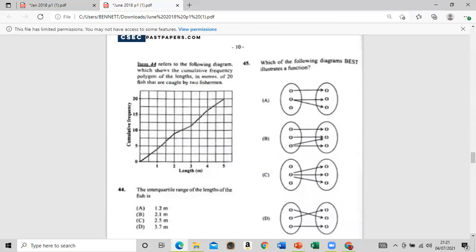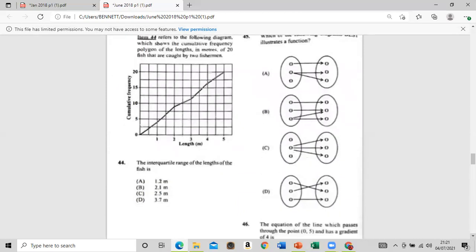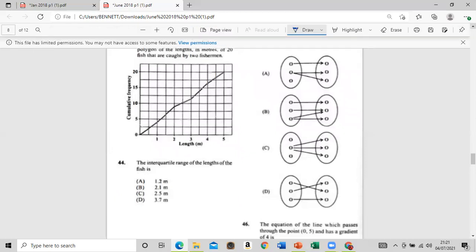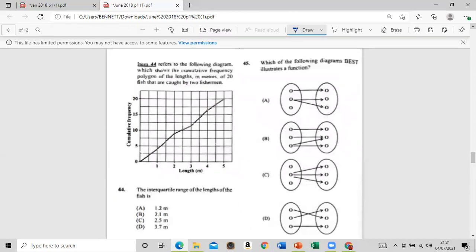Alright, that one you know. Kind of tricky. I'm going to read it from the top. Alright, 44. Refer to the following diagram, which shows the cumulative frequency polygon of the length in meters of 20 fish that were caught by 2 fishermen.